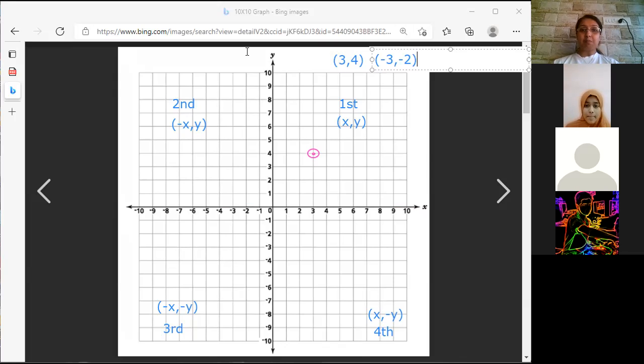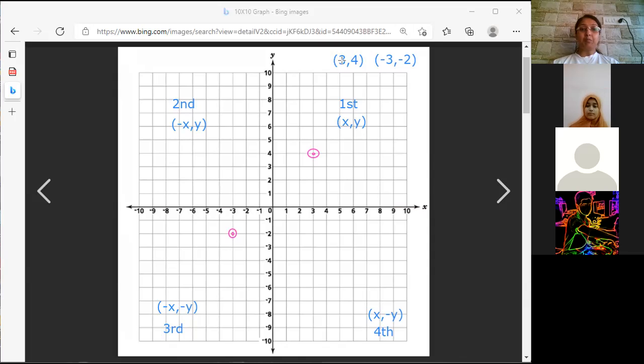I'm going to start marking my point. So -3 and -2. So -3 from the x and -2 from the y. Can I say this is going to be my point? Yeah. Barira, I hope you also agree. Yeah. So I'm going to mark this point here like this.